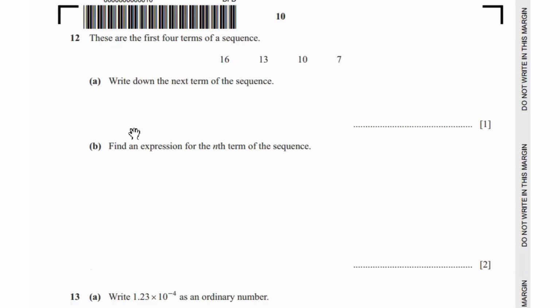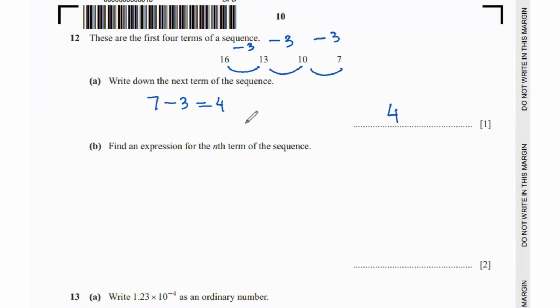Then we have sequences. These are the first 4 terms of a sequence: 16, 13, 10, and 7. Write down the next term of the sequence. So to go from 16 to 13, we subtracted 3. Then from 13 to 10 again, we subtracted 3. And then from 10 to 7, we again subtracted 3. Which means 7 minus 3 is 4, the next term in the sequence.